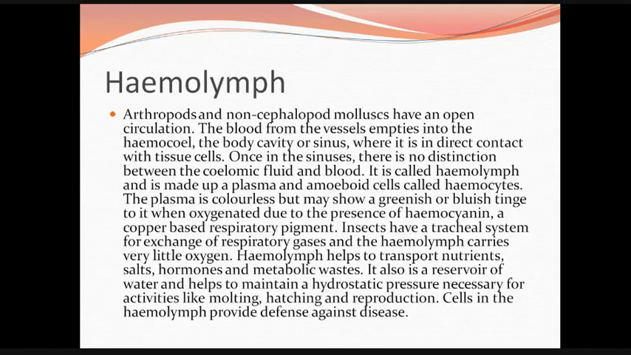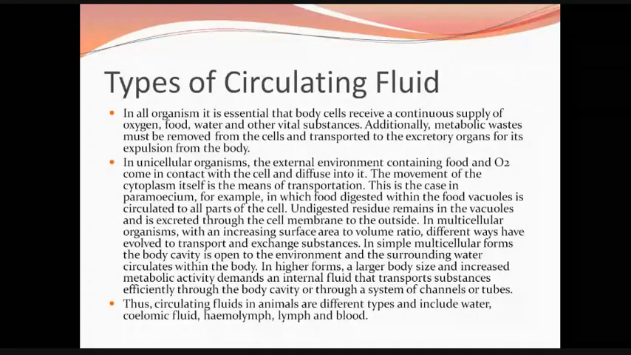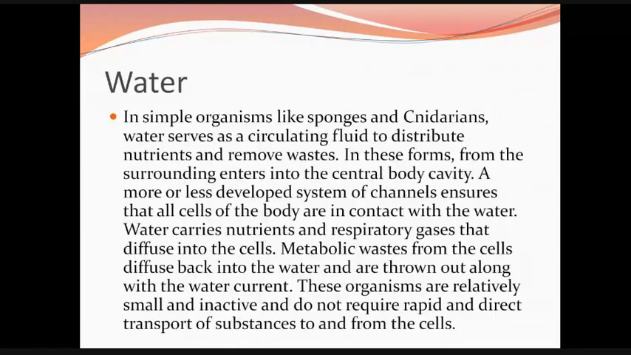Let us revise in short what we have discussed. We have discussed the types of circulating fluid. As per the organism, the circulating fluid varies. The first circulating fluid was water. It is present in simple organisms like sponges and cnidarians. They do not have their own body fluid. Their body is made up of simple cells, that means simple multicellular organisms.